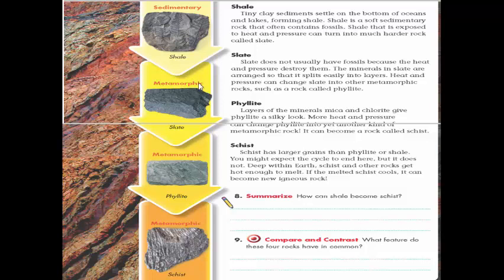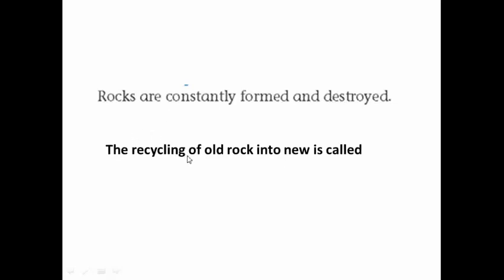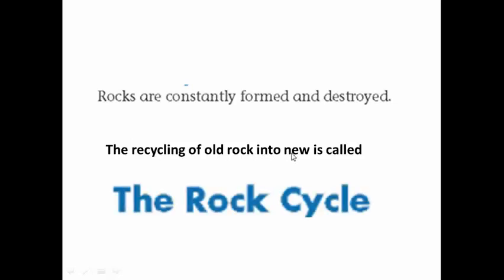These are just examples for metamorphic rock. It can be changed into new metamorphic rock. So here, finally, remember this line. Rocks are constantly formed and destroyed. Here, we said that the recycling of the old rock into new rock is called the rock cycle. So you know that rocks are formed and after that destroyed and can be changed into another form of rock. We call this process of recycling the rock cycle. The recycling of old rock into new rock is called the rock cycle.